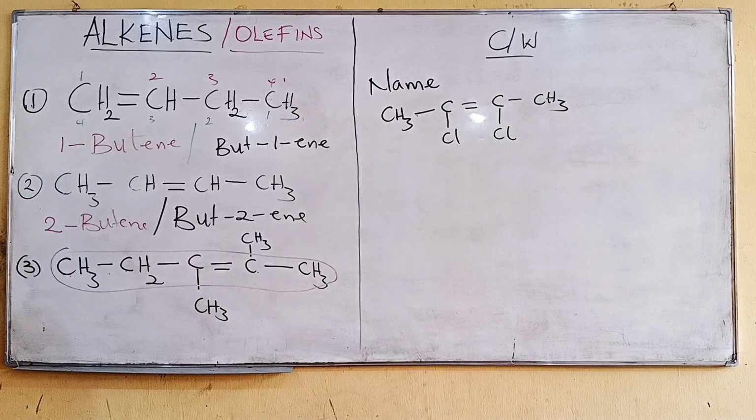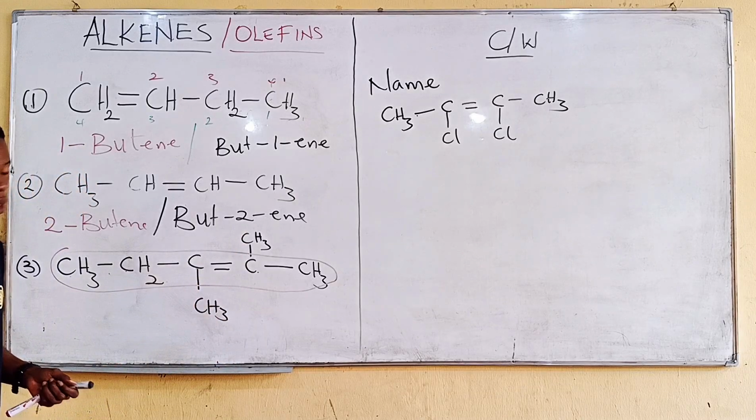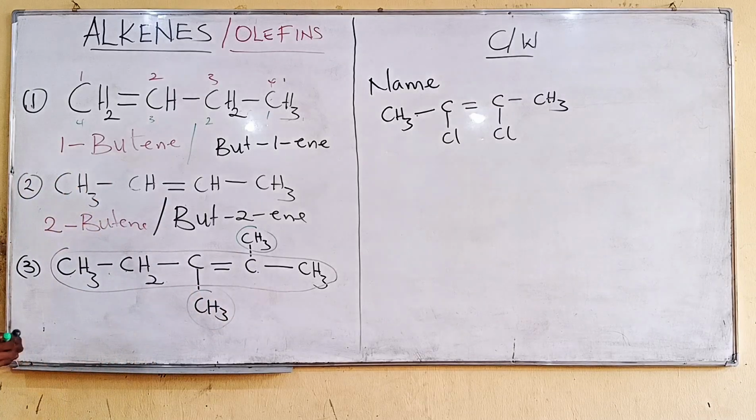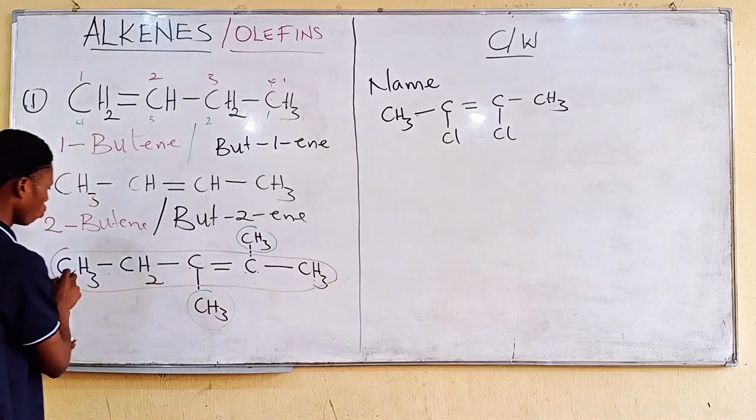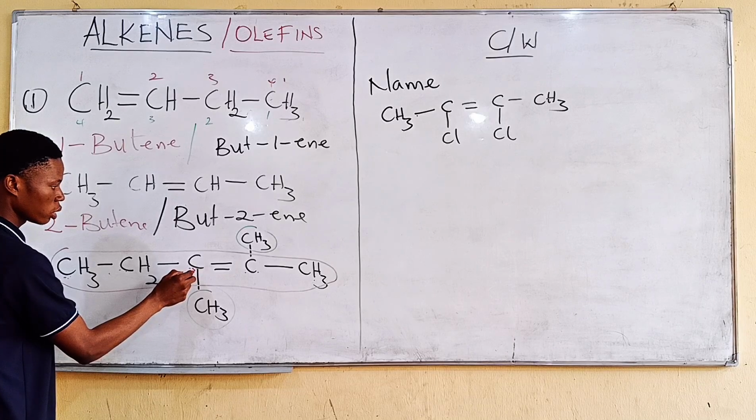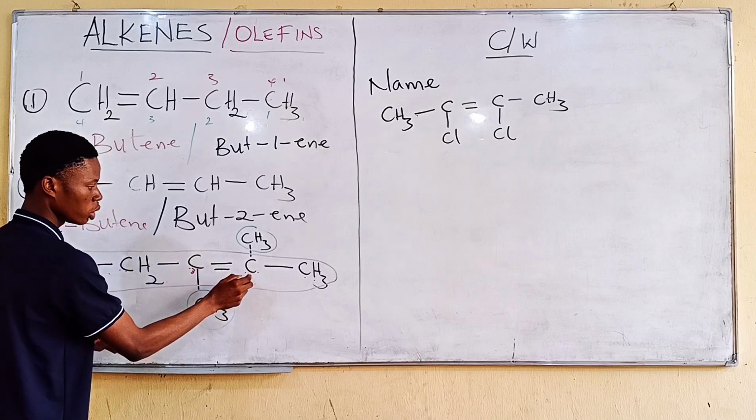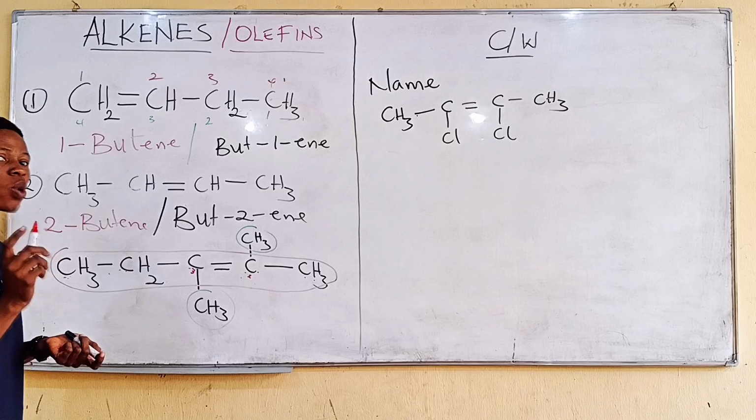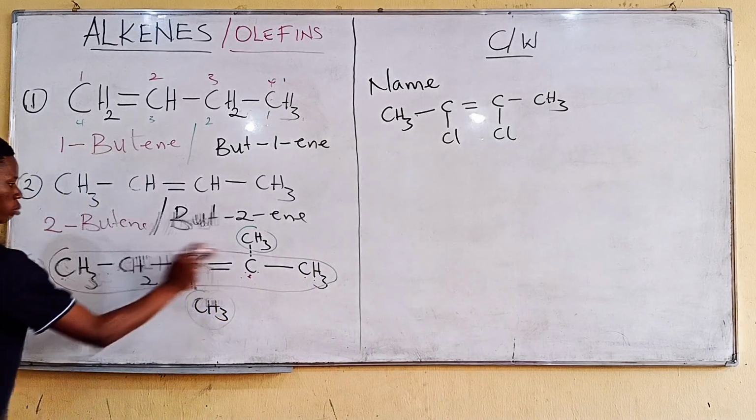You've identified your parent, and remember, anyone that you do not identify as part of your parent becomes a substituent. What that means is that this one is a substituent, this one is also a substituent, is it not? Now let's number the parent chain. If I number from here, this is 1, 2, 3, which means the double bond will be on carbon 3. But if I number from here 1, 2, the double bond will be on carbon 2. And remember, the aim is to give the double bond and the substituent the lowest possible numbering. So if I number from here, I'll get a lower number than numbering from here.